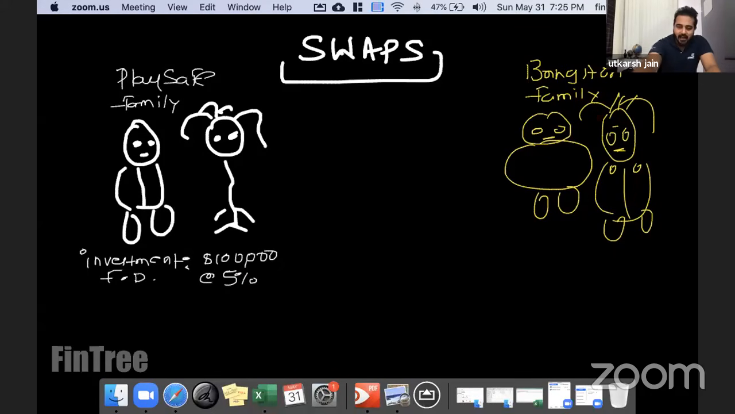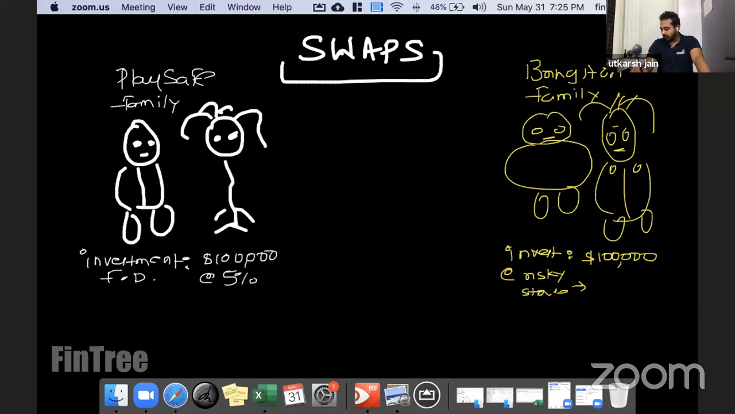Whereas the Bring It On family are more of a risk-loving category. They have made an investment of the same amount, $100,000, but let's say they have invested their money into some risky stocks. Okay, so give me the names of a couple of risky stocks that have caught your fancy recently. Some stocks that you feel are risky. India, non-India, doesn't matter, any geography.